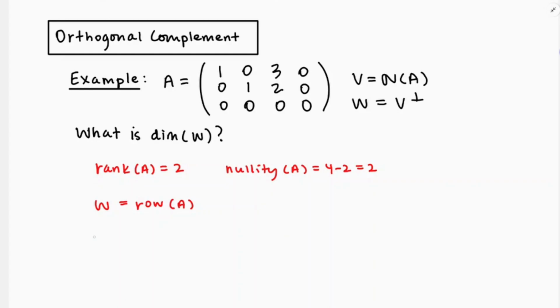Either way, the dimension of W is going to equal 2, and I'm just going to leave it at that. So that's going to be all for this video.